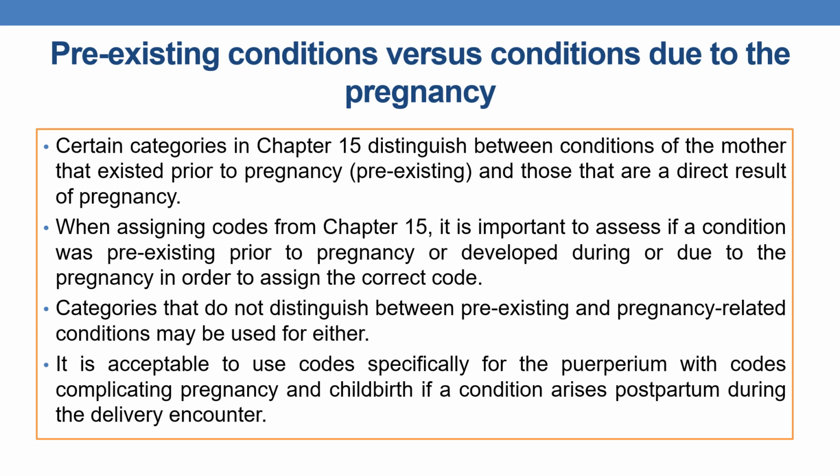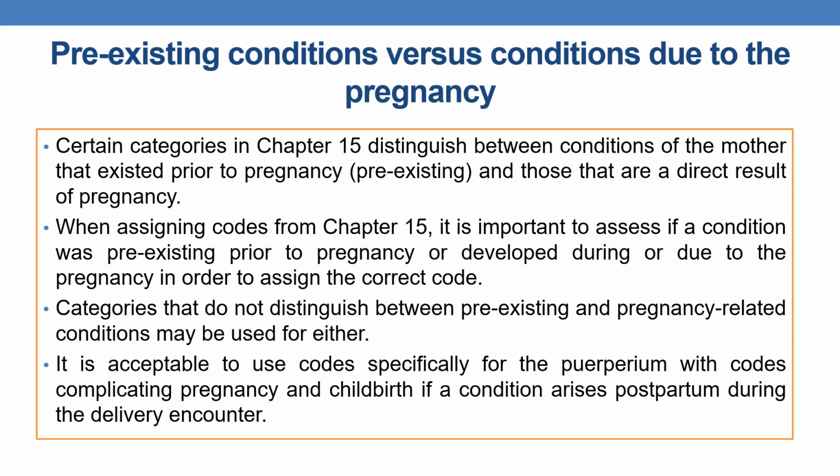Similarly, diabetes. Diabetes can also be pre-existing and pregnancy induced. So, when assigning the codes from Chapter 15, it is important to assess whether a condition was pre-existing or pregnancy induced. Categories that do not distinguish between pre-existing and pregnancy related conditions may be used for either.